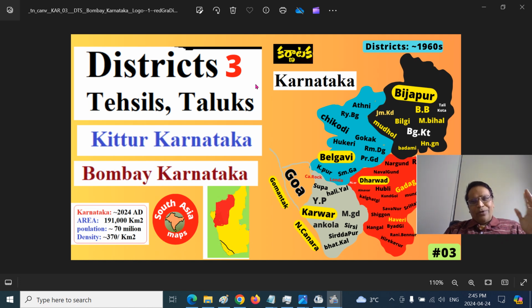The topic of today's discussion is the districts, tehsils, and taluks of the Karnataka region. This is the region called Bombay Karnataka, the northwest part of Karnataka province, the Vayavya region. It is also called Kittur Karnataka, based upon the famous queen of that region, Kittur Chennamma, the Rani of Kittur, a freedom fighter in the beginning of the 1800s. So this is the presentation.